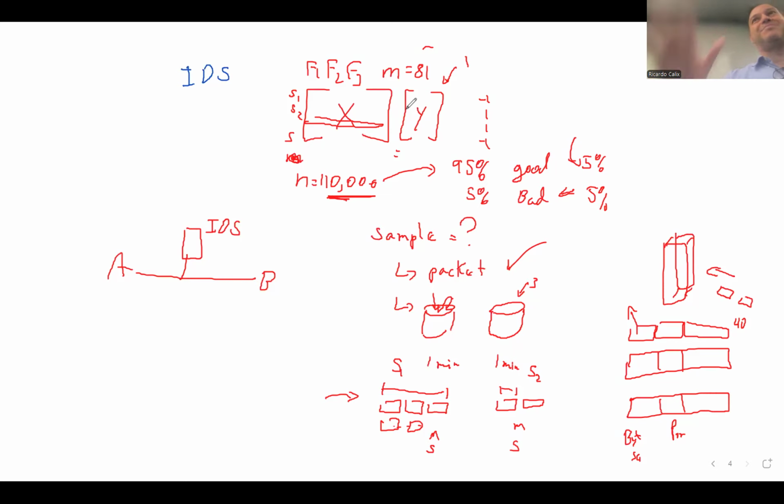Anything else? Make sense? All right, perfect. So I think we arrived at this one, right? The X is 110,000 by 81, and the Y is 110,000 by 1. And we explored a really nice scenario where the packet is not the sample, but actually a time window where we collect things. Got it?